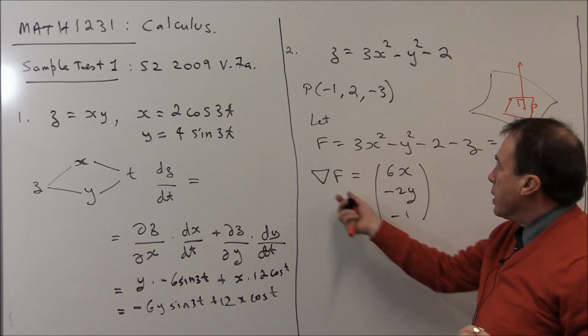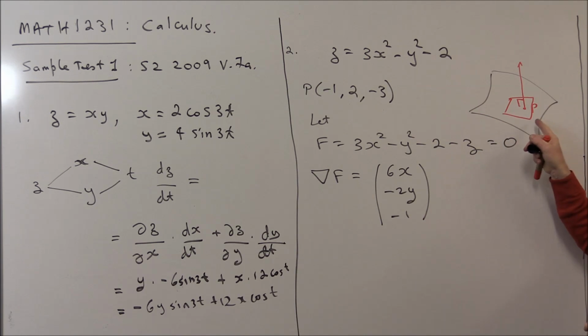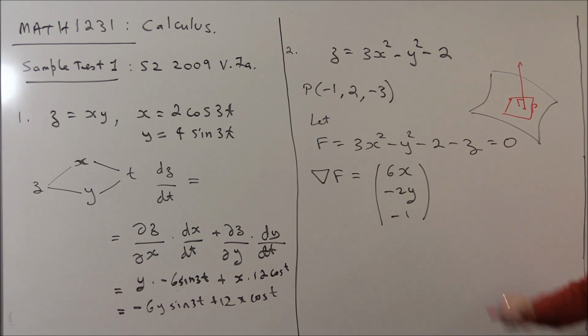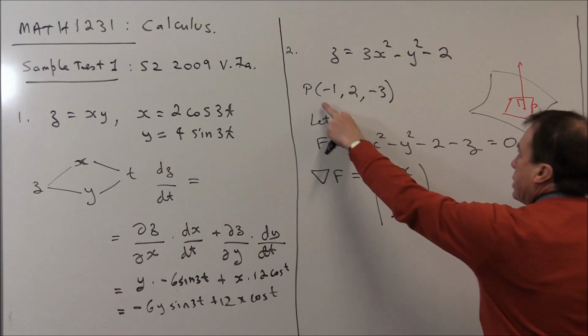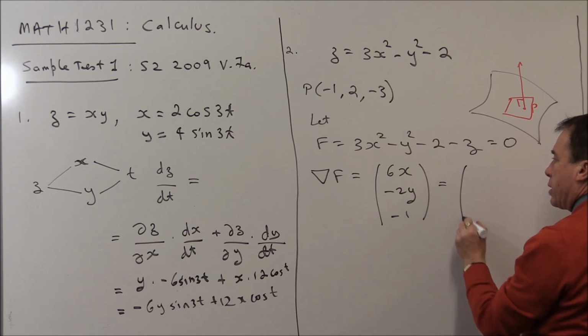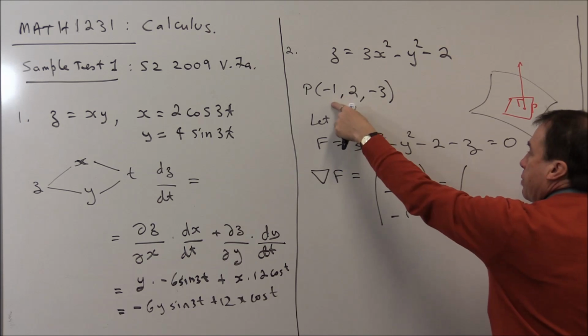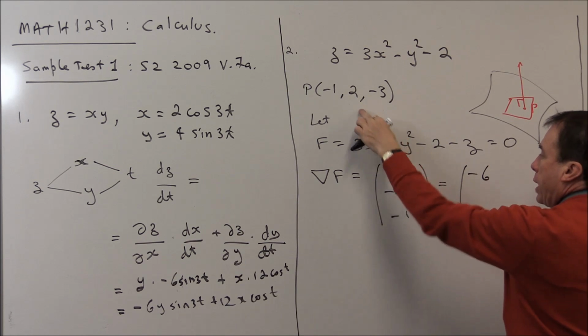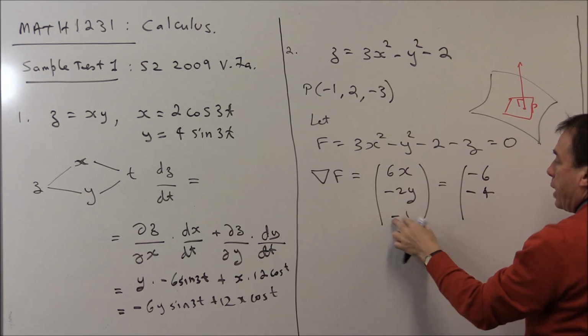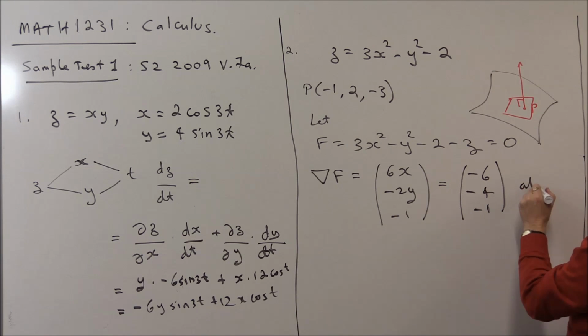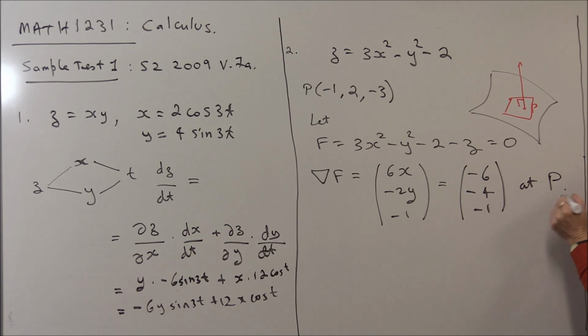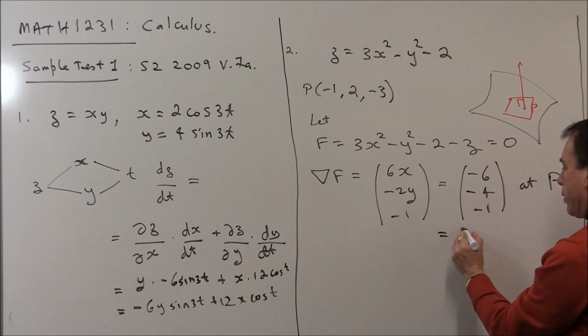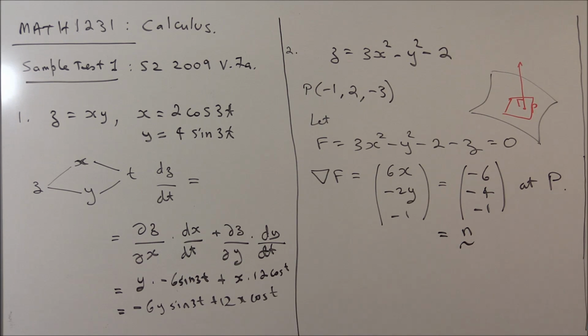This gradient gives me a vector that sticks up from the surface at any point I like on the surface. When I substitute it in, it gives me a vector sticking up from that point. Now we want to know what it is at the point P. So I'm just going to substitute in x is minus 1, y is 2, and z just stays at minus 1. And don't forget to write the "at P", because that doesn't equal that, it only equals it at P. So that is my normal vector.